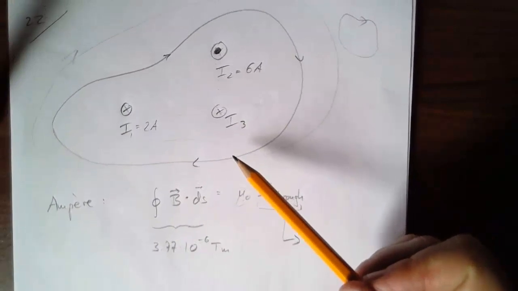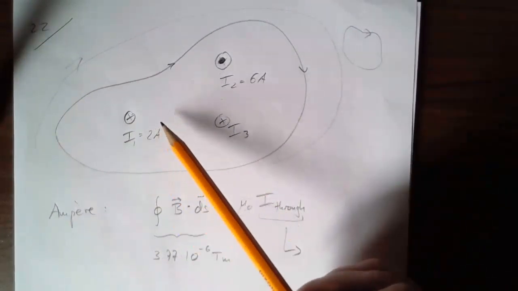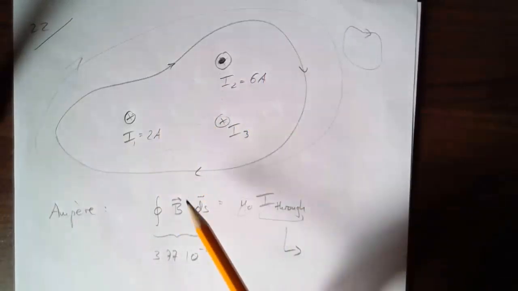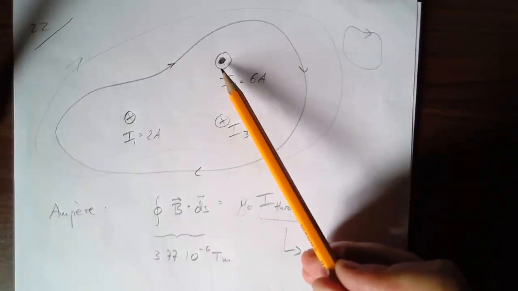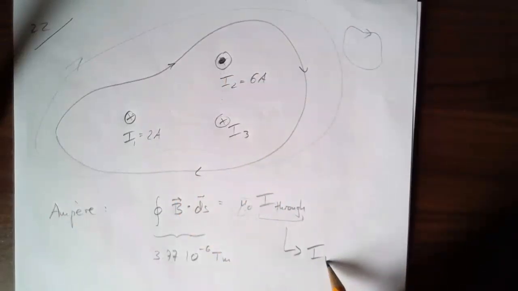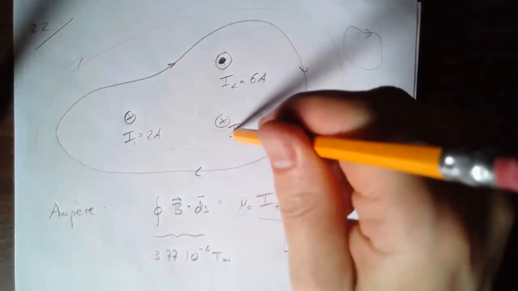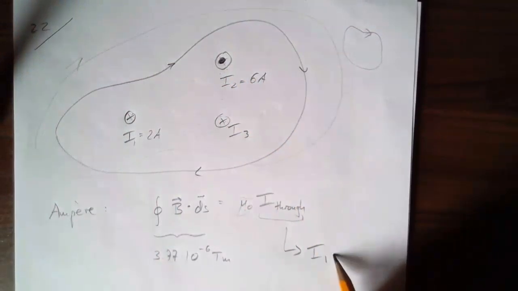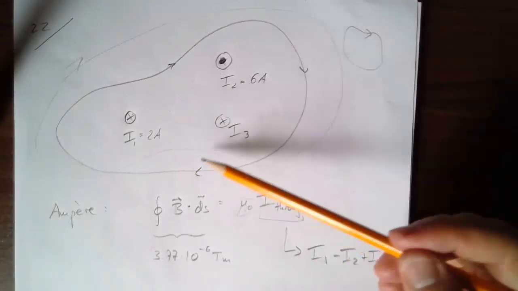But what is the current going through here? Well, the one thing you have to be careful about is the fact that they go in different directions. So what we're going to get is I1, but then I2 goes the other way. I1 goes up, I3 goes down, but I2 goes up, so I'm going to subtract I2, and then plus I3. And that's the total current running through it.